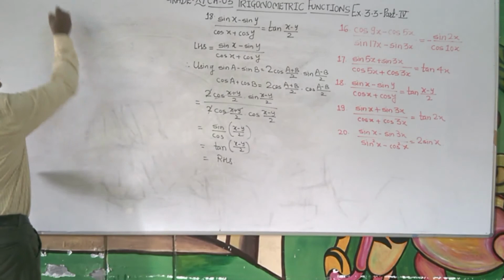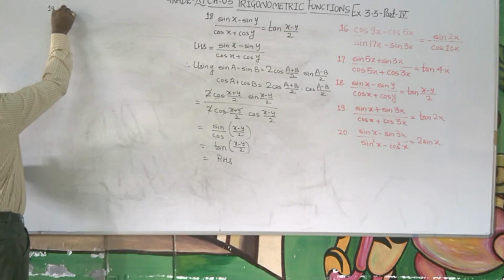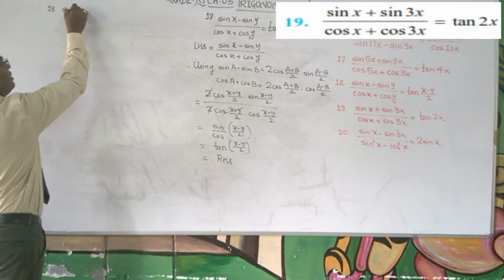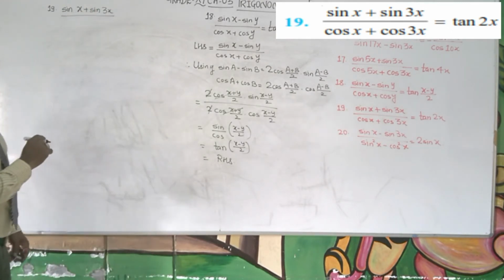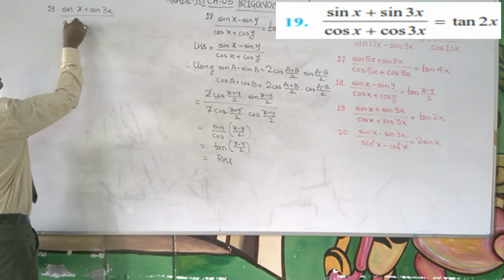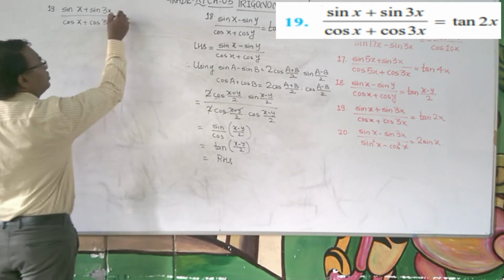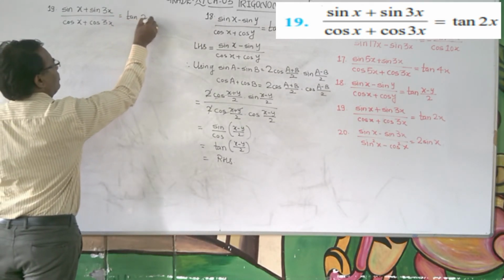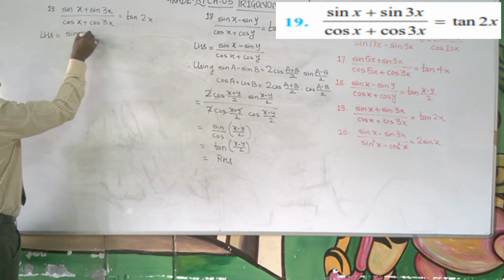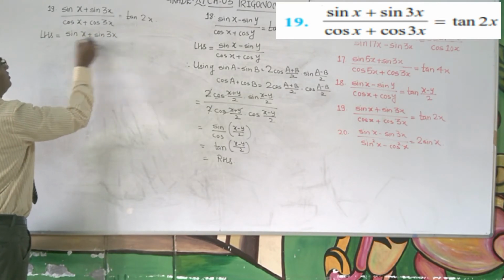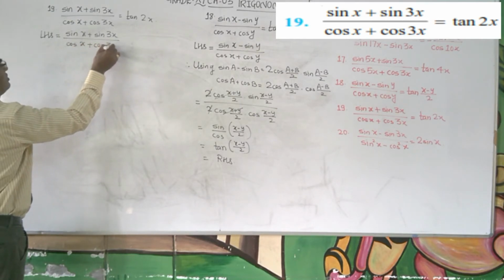Now let's go on to the next sum, sum number 19. What is sum number 19? It is (sin x plus sin 3x) upon (cos x plus cos 3x), and this is equal to tan 2x. This we have to prove. Again the first step is very easy to write, that is the LHS: sin x plus sin 3x upon cos x plus cos 3x.